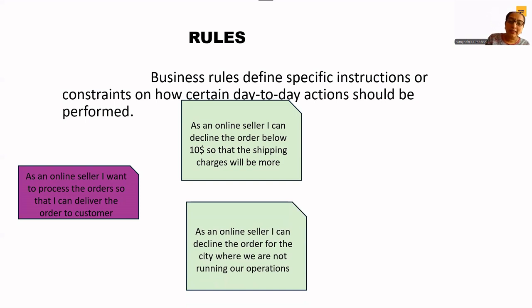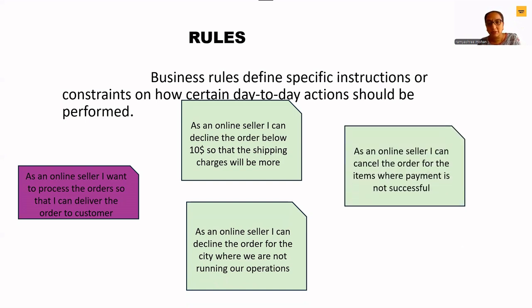Or I can decline the order based on the location. Let's say I don't cater to your location. In that case, also as an online seller, I can decline the request. Or I can cancel the order as a whole because the payment is not successfully processed.